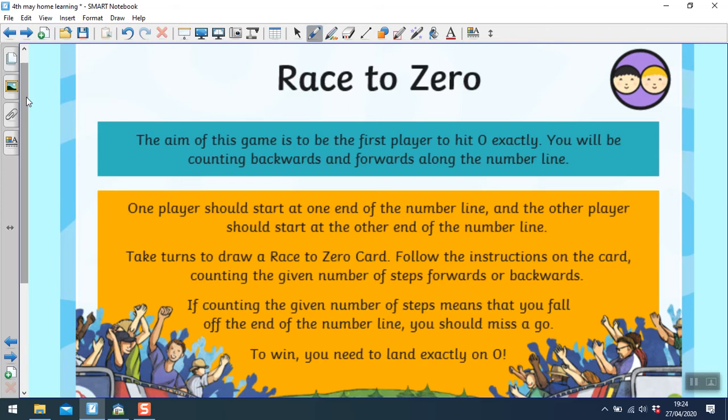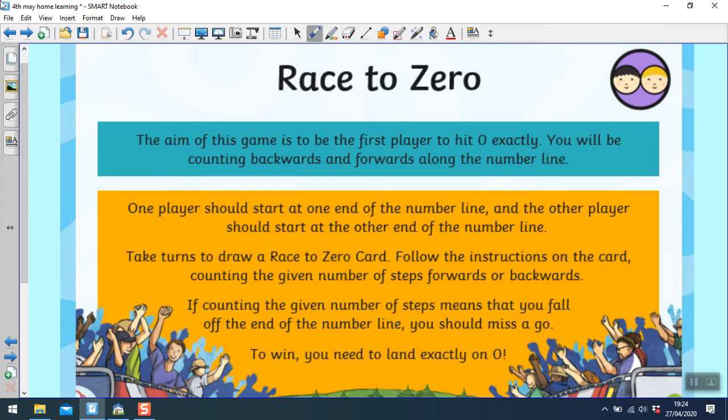By draw, it means to pull one up. So you're going to have all the cards face down and you're going to draw one, which means you're going to turn one over. Follow the instructions on the card, counting the given number of steps forwards or backwards. If counting the given number of steps means that you fall off the end of the number line, you should miss a go. To win, you need to land exactly on 0.